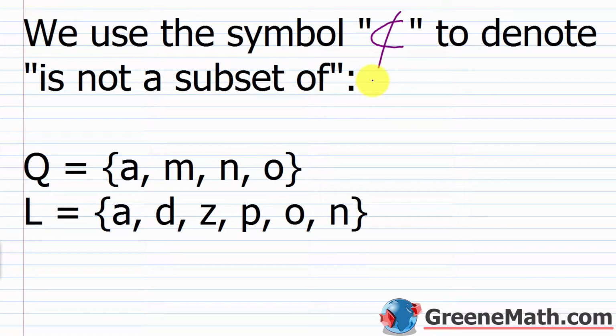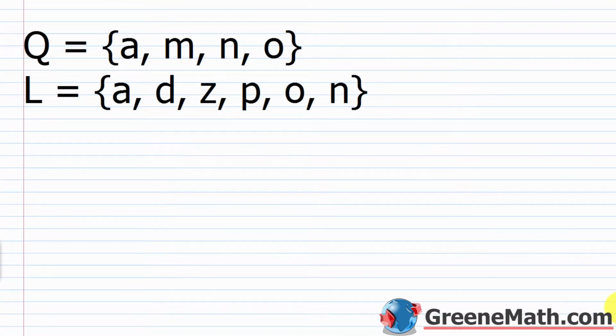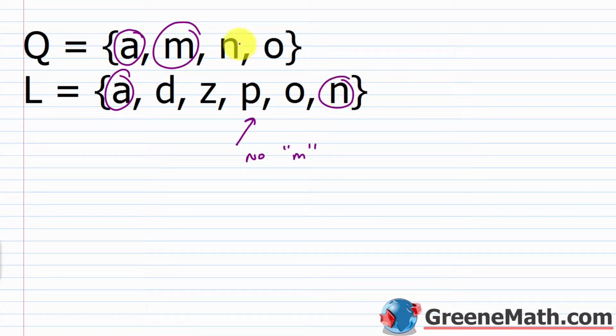So as an example here, we have these 2 sets. We have Q, which has A, M, N, and O. We have L, which has A, D, Z, P, O, and N. So we'd ask the question, is Q a subset of L? Well, no, it isn't. And the reason it's not, this has A and this has A. This has M. This doesn't have M, so no M. This has N, and this has N. And then this has O, and this has O. But because it's missing this M here, it's not a subset.